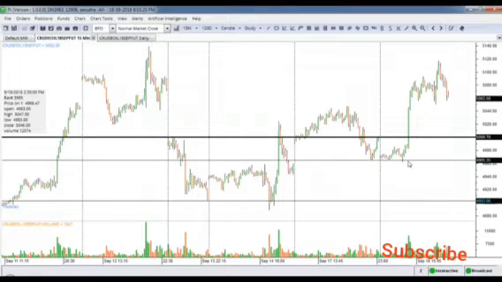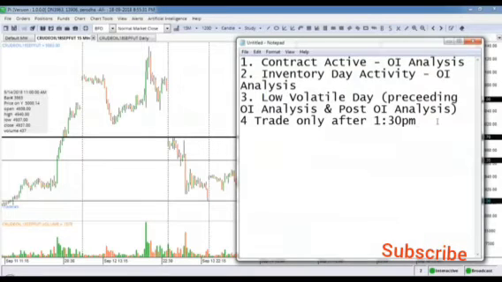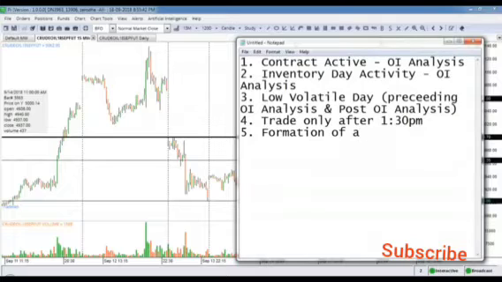Okay. So if we look at this, what is our next point? Point number 5 is what? Creation of a level. Formation of significant levels, right?